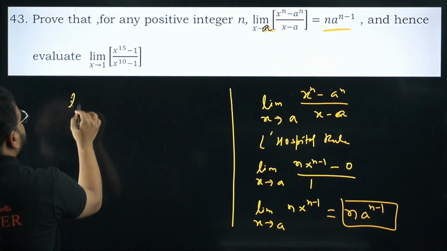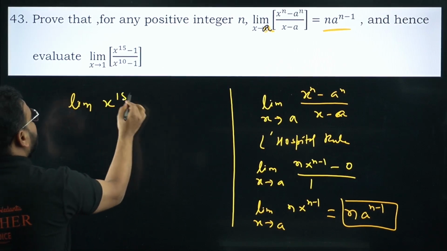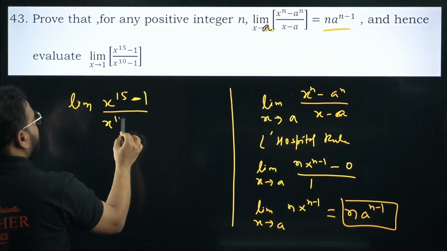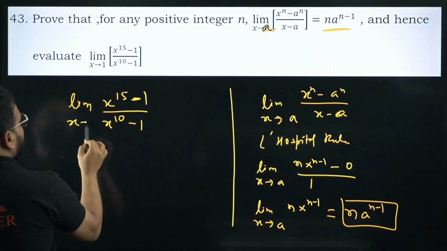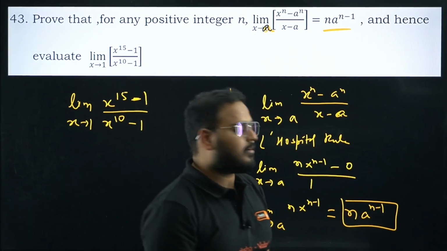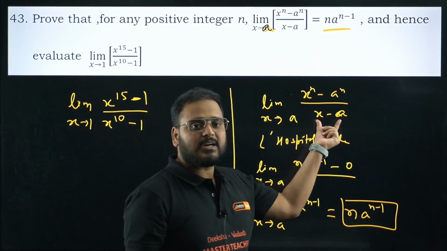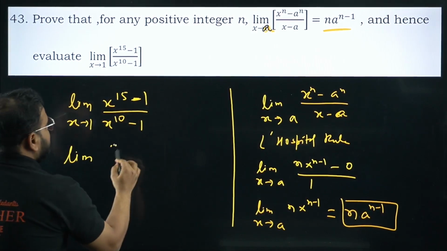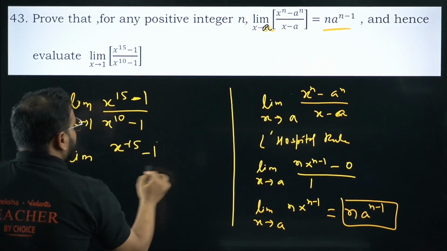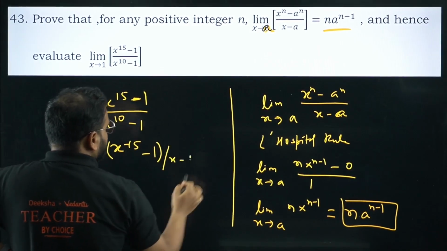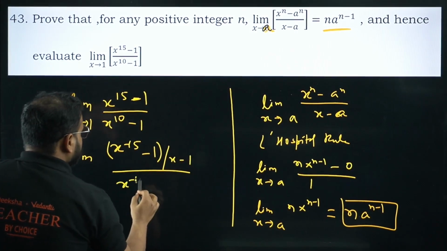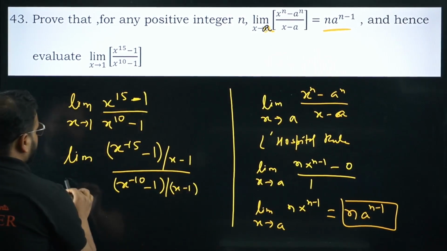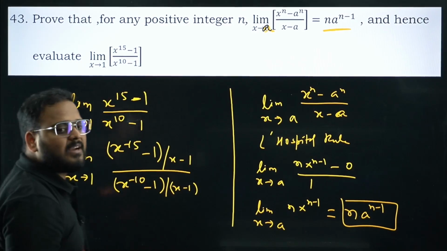So let's solve this question now. What are they asking us? Limit of x power 15 minus 1 over x power 10 minus 1, where x tends to 1. Can we solve this question, sir? What is missing over here? Please check. This part is missing, no? X minus 1 part is missing. So we can multiply and divide, no? Right here, x power 15 minus 1 divided by x minus 1, whole thing, over x power 10 minus 1 divided by x minus 1. I can do the same division on both sides, no?